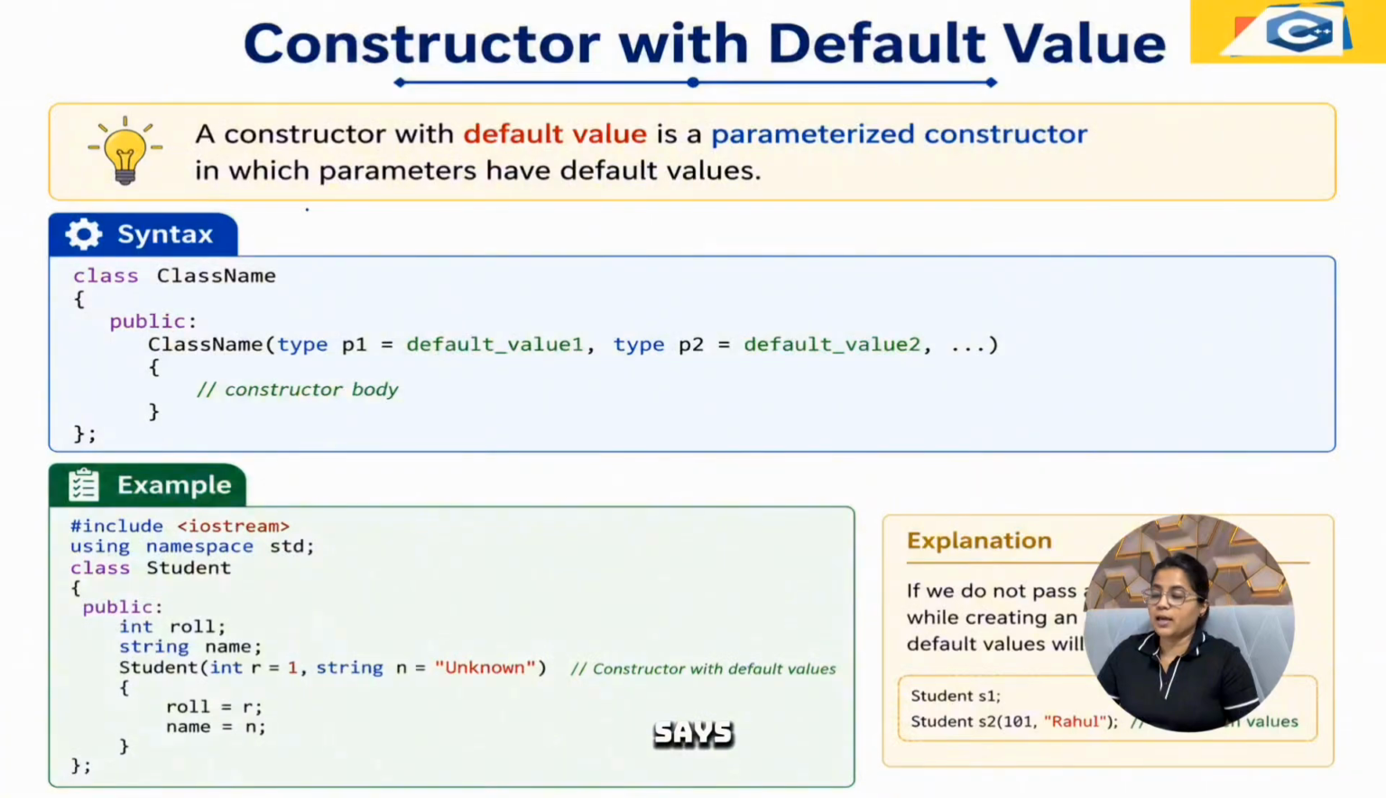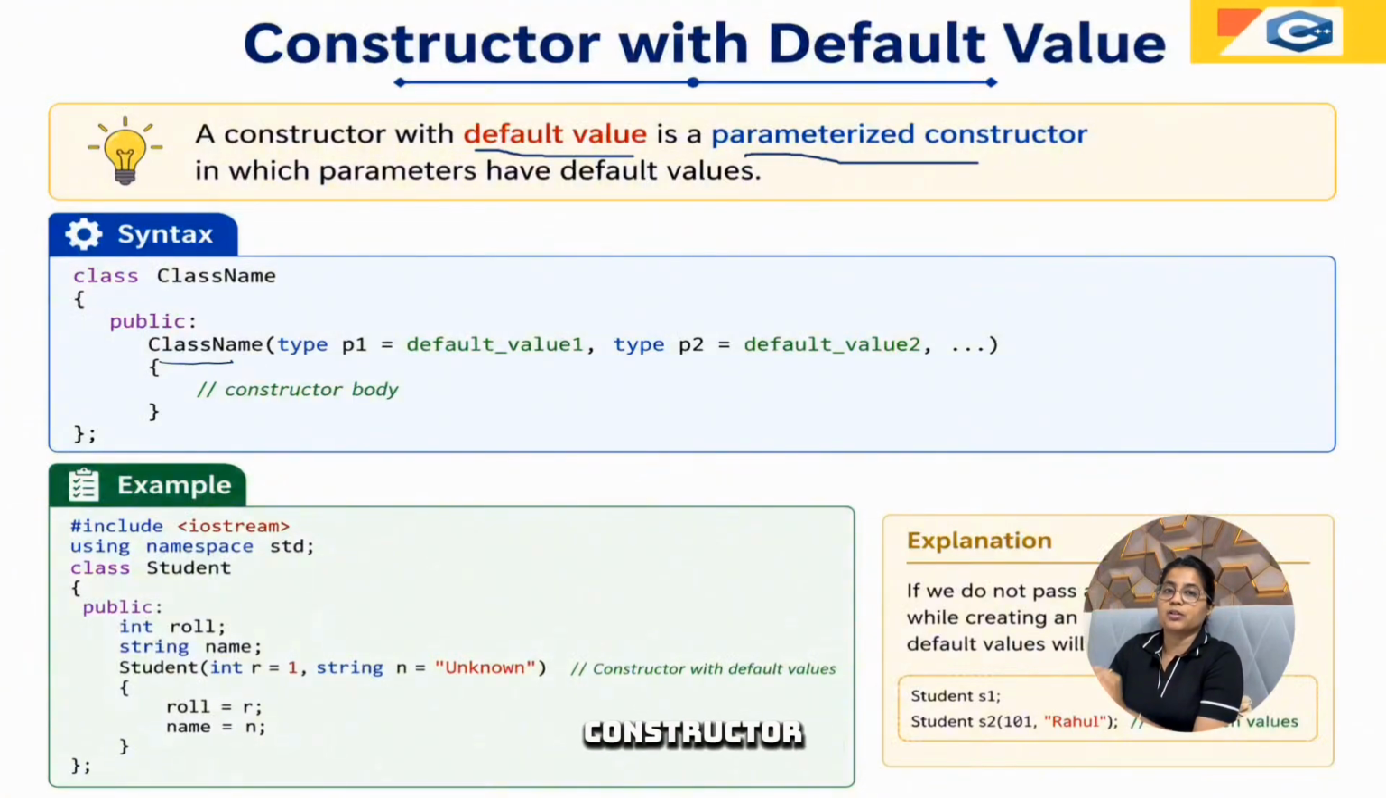Now, the definition says that a default value constructor is a parameterized constructor in which we pass parameters with some values. You can give any value to a variable. It will be considered as default value. Check the syntax. Class name, constructor, because the name of class and constructor should be the same. That's why we call it a constructor rather than calling it a member function.